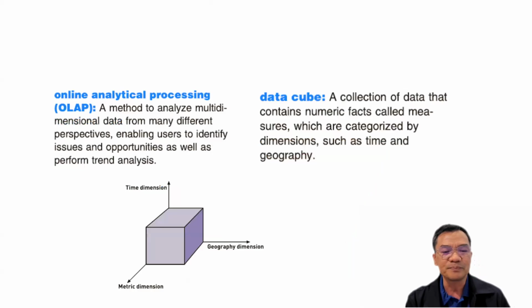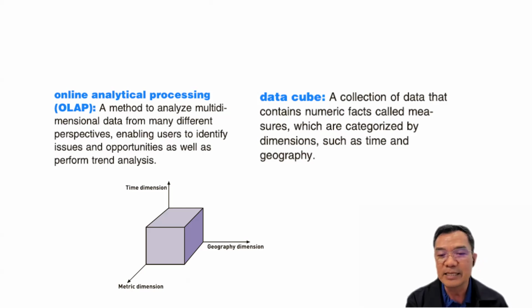That's a good visualization. We have also a concept called online analytical processing, which is a method to analyze multidimensional data from many different perspectives, enabling users to identify issues and opportunities as well as perform trend analysis. So we normally call this OLAP. When you have data already, you can look at different dimensions of data to see various perspectives and maybe get insights from that.